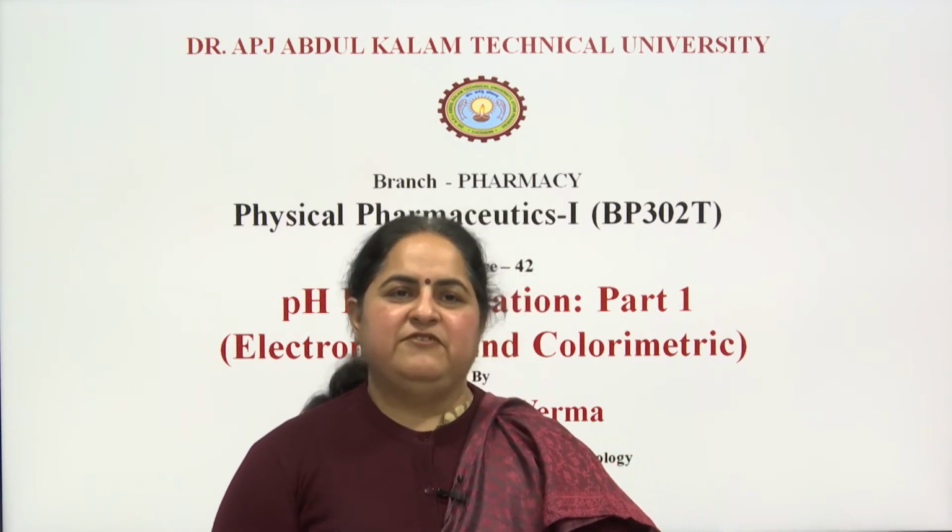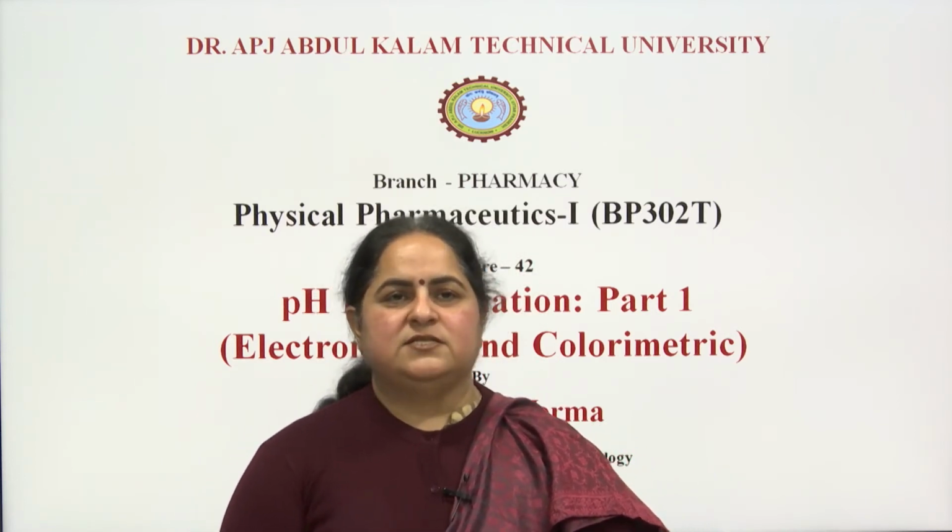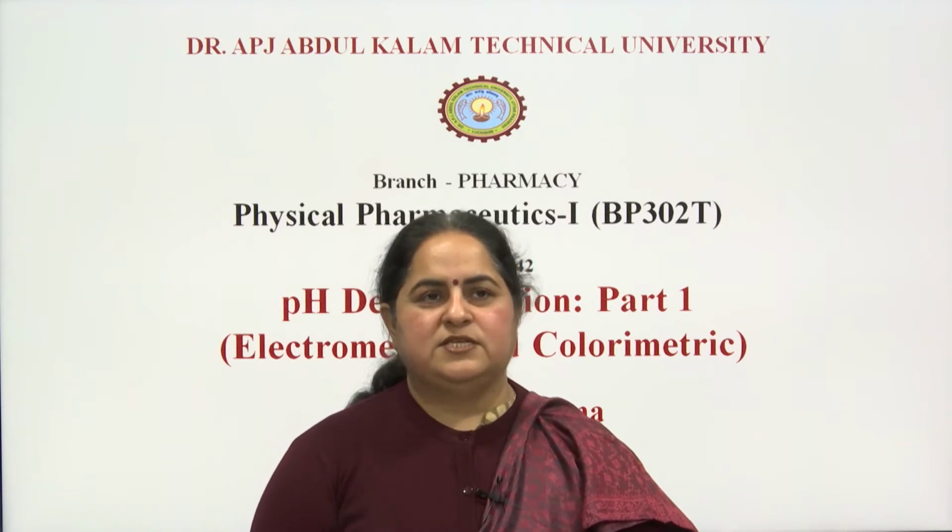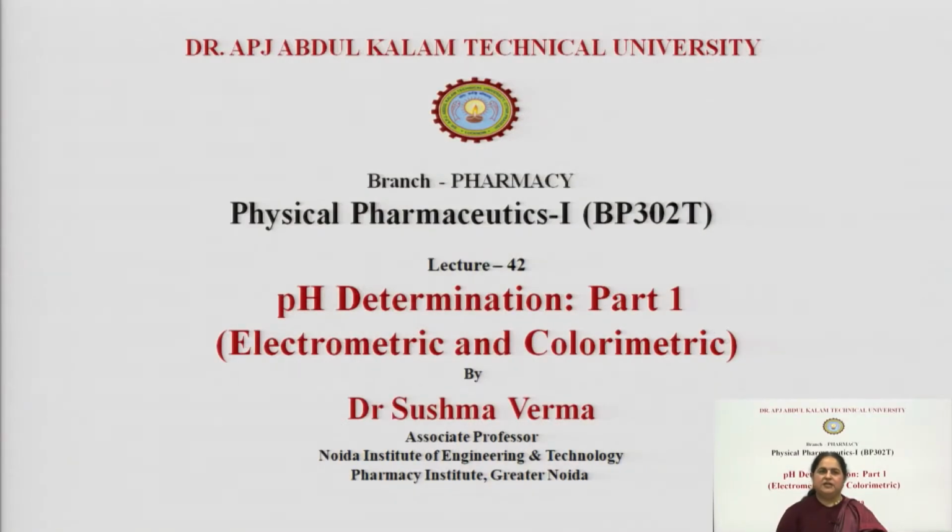Right. In my previous lecture, we discussed the Sorensen's pH scale and the application of buffers. In this lecture, we will be discussing the determination of pH. Right. So, how to determine pH? We will be using two methods to determine pH. One is the electrometric method and the other one is the colorimetric method.